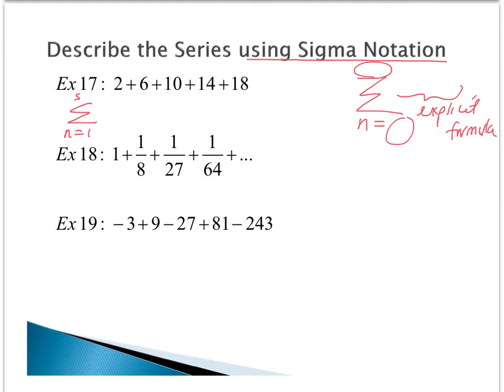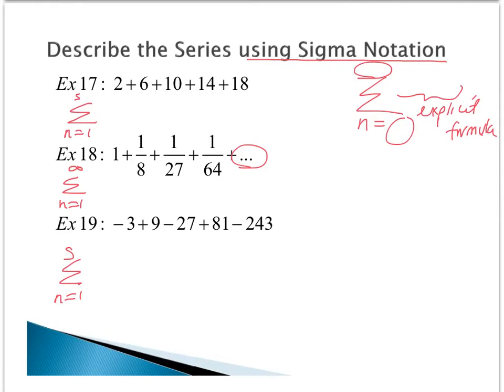If we look at example 18, here I see 4 terms. However, I have this dot, dot, dot. What this dot, dot, dot means is that my summation goes on until infinity. So I would say summation n equals 1 to infinity. And then for this last one, I have 1, 2, 3, 4, 5 terms again, so summation n equals 1 to 5. So this is always our starting point that we need to have.